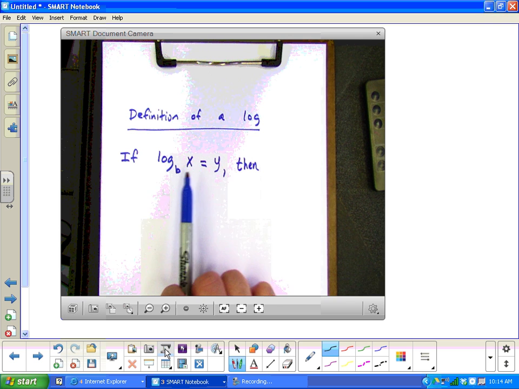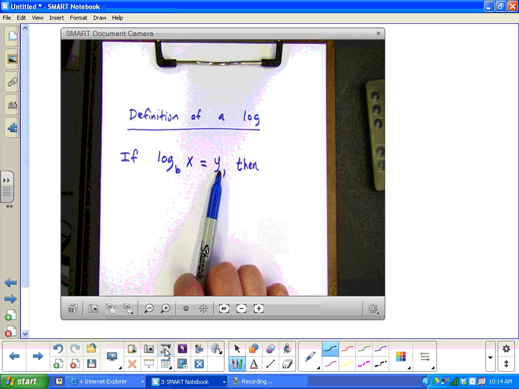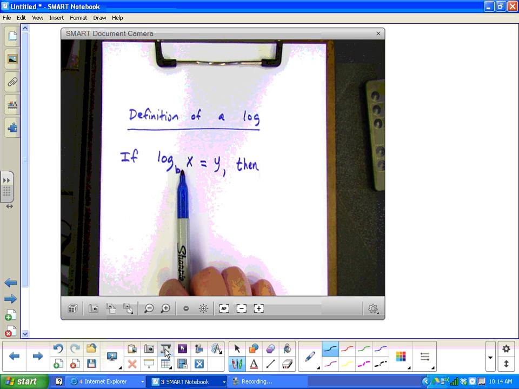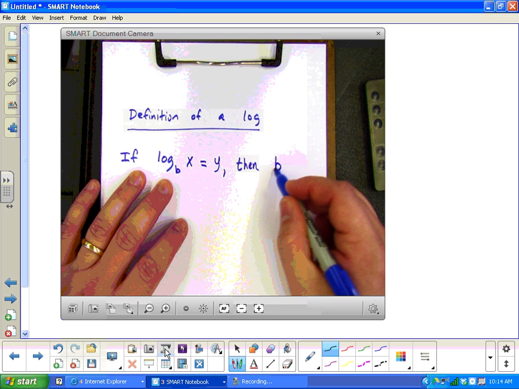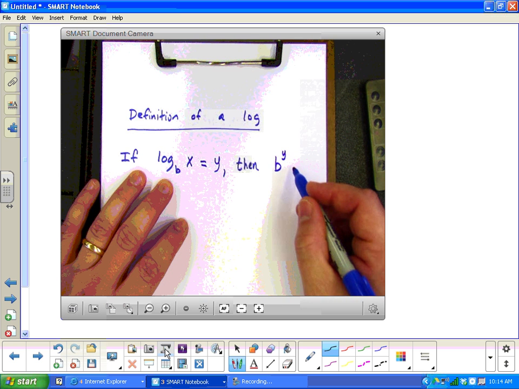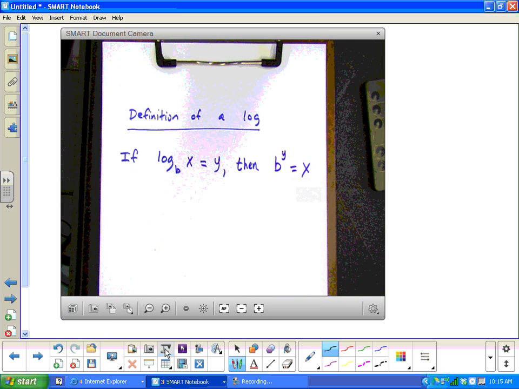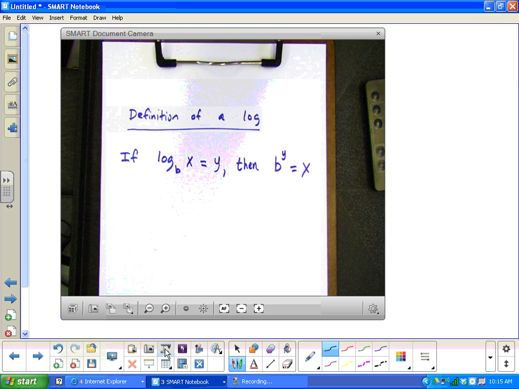This b raised to the y power is equal to x. I remember that from Algebra 2? Okay, so then b raised to the y power equals x. All right.